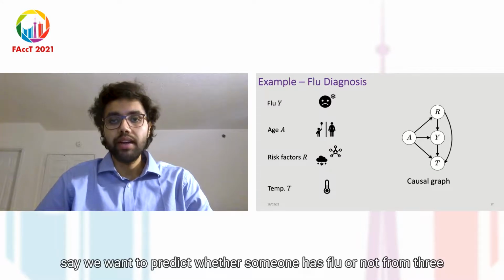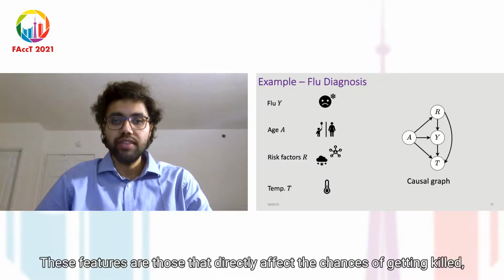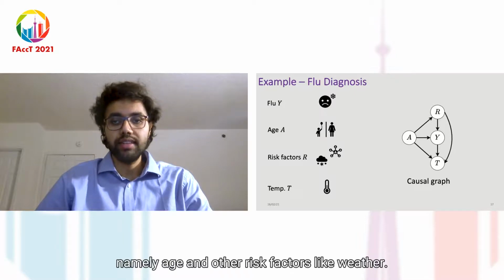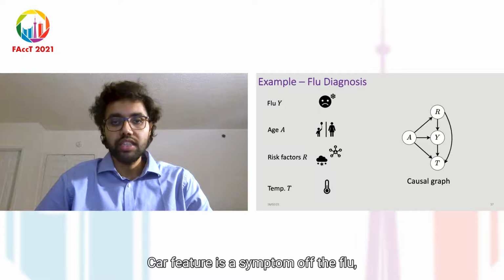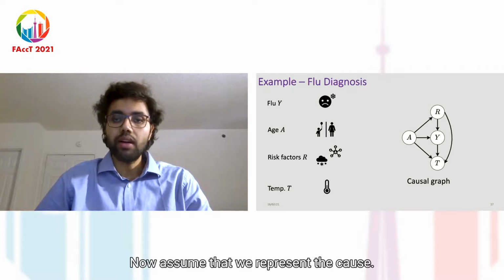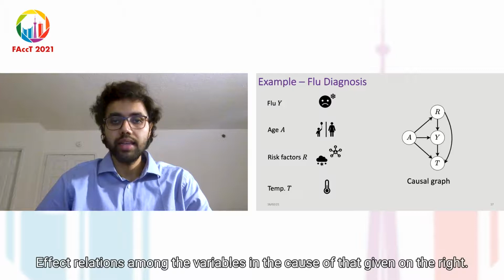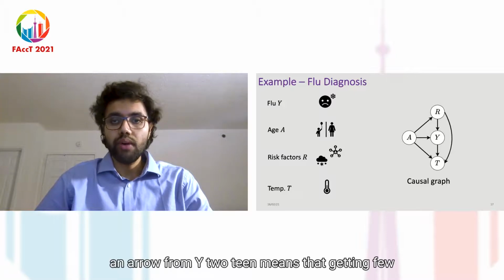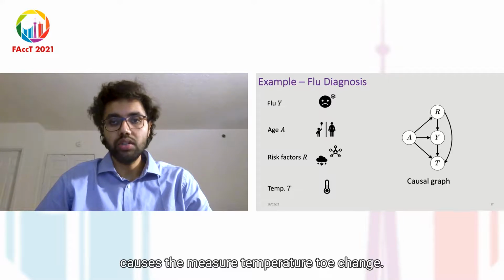Say we want to predict whether someone has flu or not from three features. Two of these features are those that directly affect the chances of getting flu, namely age and other risk factors like weather. The third feature is a symptom of the flu, namely measured temperature of the person. Now assume that we represent the cause-effect relations among the variables in a causal graph given on the right. For example, an arrow from Y to T means that getting flu causes the measured temperature to change.